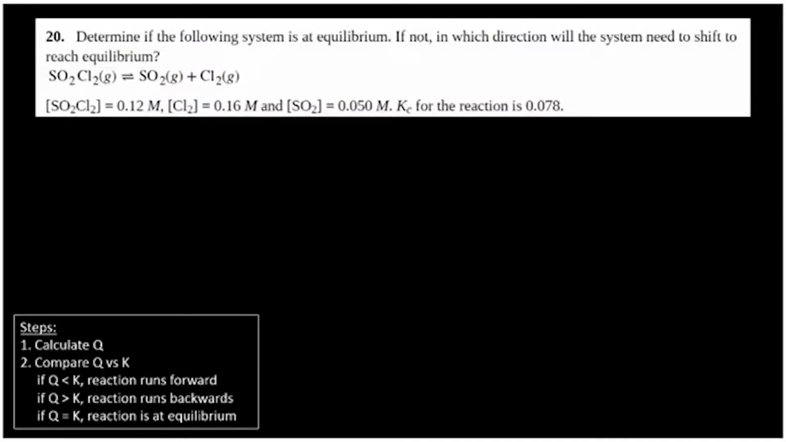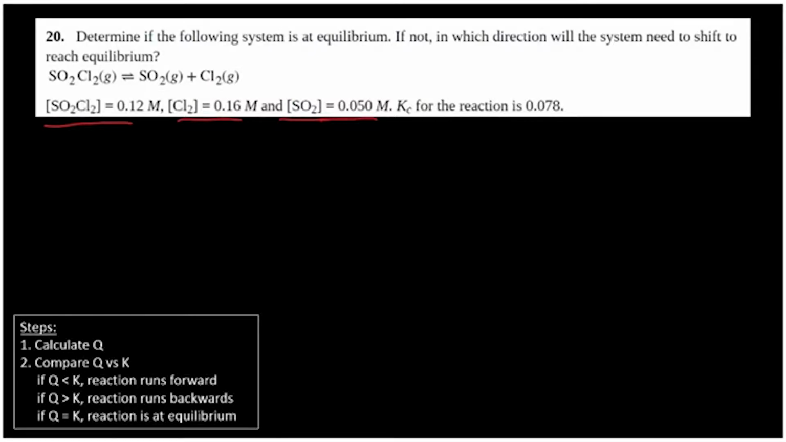Okay, let's actually do a practice problem. These will actually take less time than even introducing the concept. So it says, determine if the following system is at equilibrium. If not, in which direction will the system need to shift to reach equilibrium? So this is asking exactly the question we said Q can answer. We're given a set of reactant concentration and product concentrations here, and we want to know, where are we? Are we at the finish line, or are we past the finish line? Are we before the finish line?